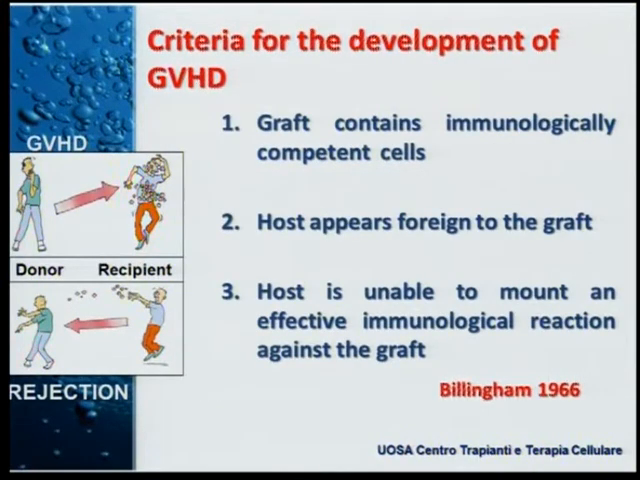In 1966, Billingham described the three necessary conditions for developing an acute graft versus host disease. First, the graft must contain immunologically competent cells. Second, the recipient must express tissue antigens not present in the donor. And third, the recipient must be capable of producing an efficient immunological response to reject the graft of stem cells.